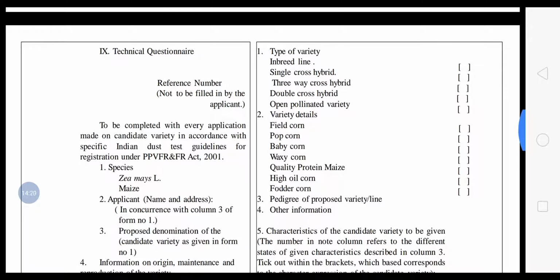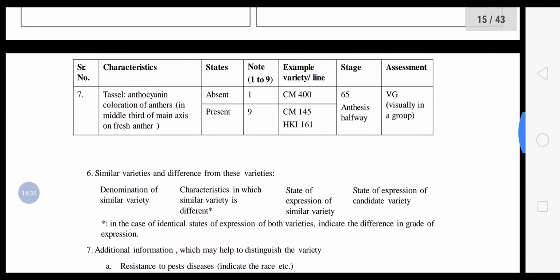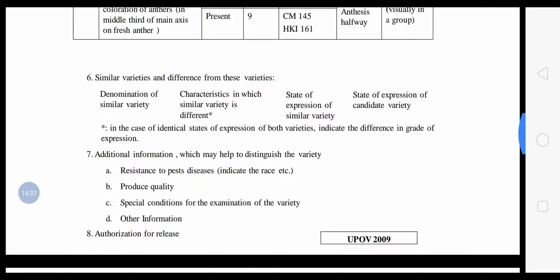This is a questionnaire. The technical questionnaire may have certain characteristics already given. On that we should just tick which character is suitable, or which character that particular plant is following. This is the technical questionnaire.